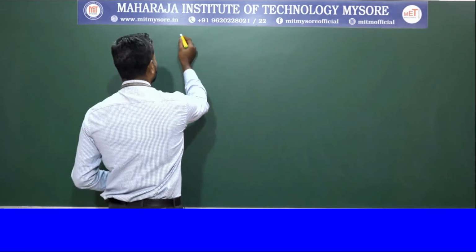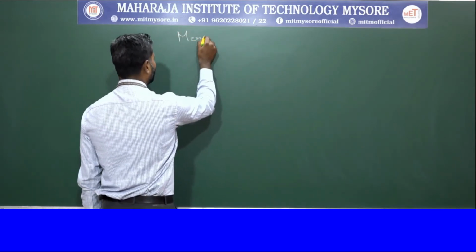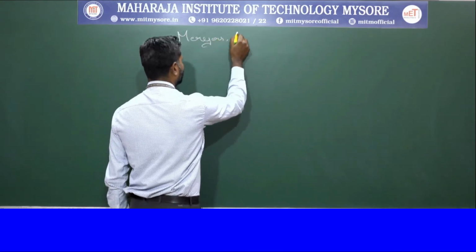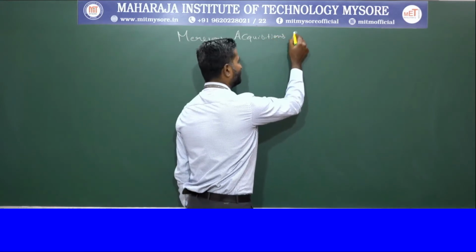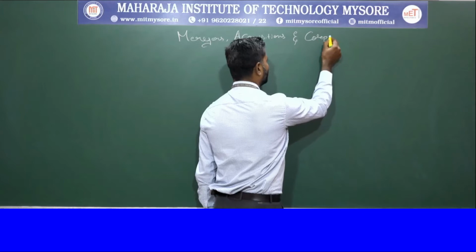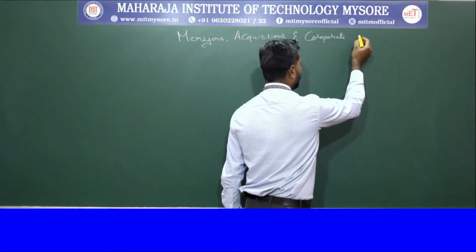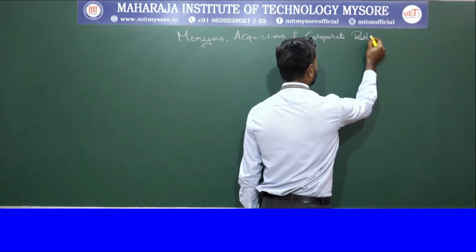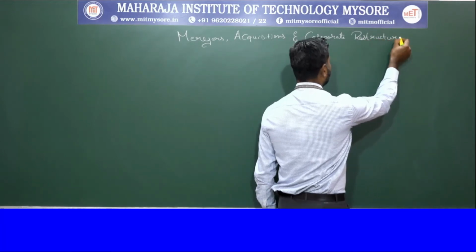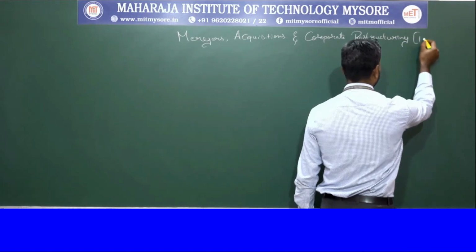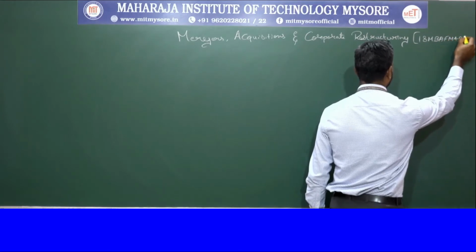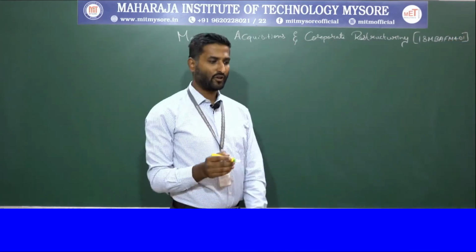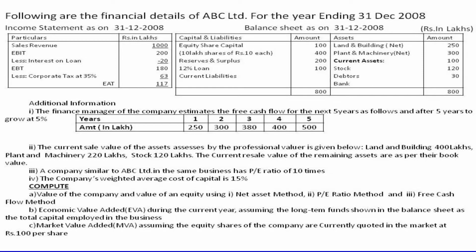So today we are going to solve the problem on book value and market value in mergers and acquisitions. The subject name is Mergers, Acquisitions and Corporate Restructuring. Subject code is 18 MBA FM 401. So today we are solving a problem on market value and book value calculation.